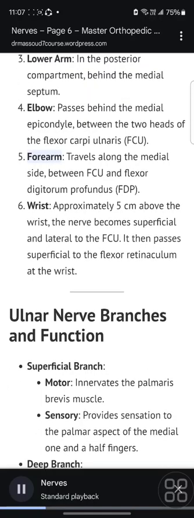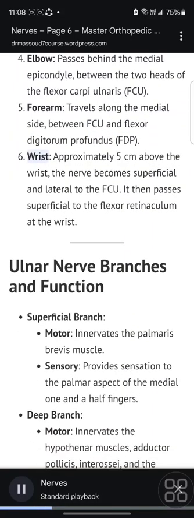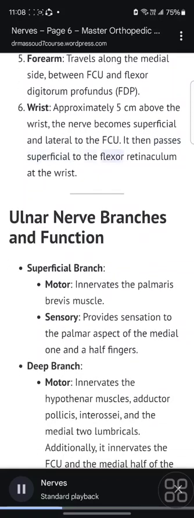5. Forearm. Travels along the medial side, between FCU and flexor digitorum profundus, FDP. And 6. Wrist. Approximately 5 cm above the wrist, the nerve becomes superficial and lateral to the FCU. It then passes superficial to the flexor retinaculum at the wrist.